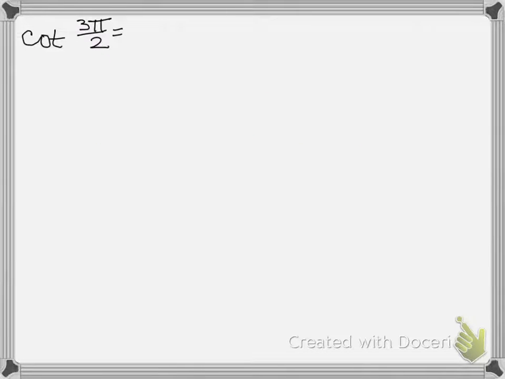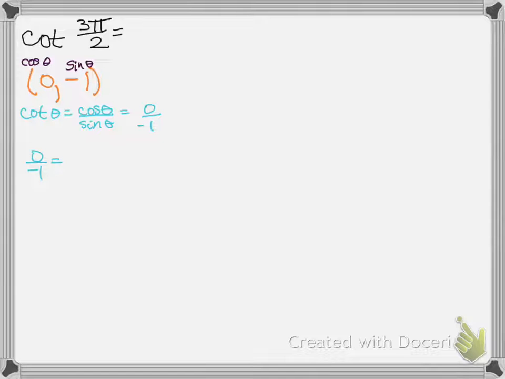Alright, let's try cotangent of 3 pi over 2. 3 pi over 2 is in fact on the unit circle. It's the ordered pair 0, negative 1. Remember, cosine, sine. And they want me to find cotangent. Cotangent is cosine over sine. So 0 over negative 1. 0 over negative 1 is just 0.